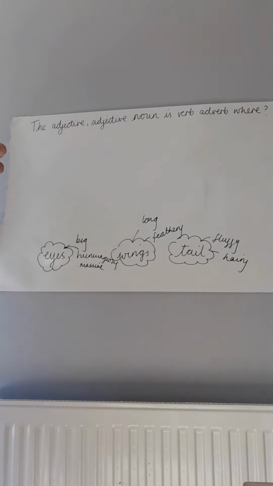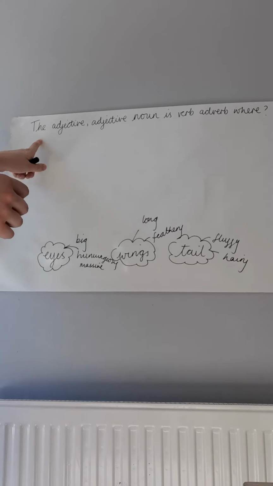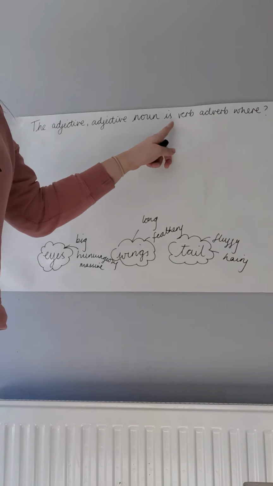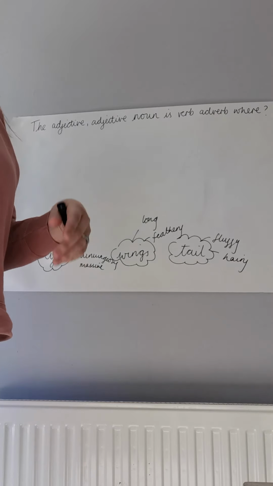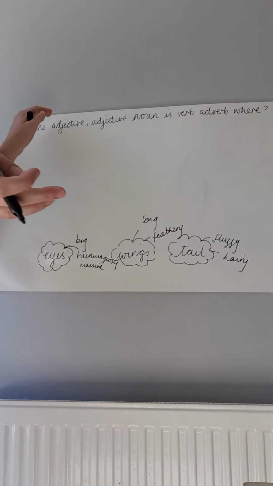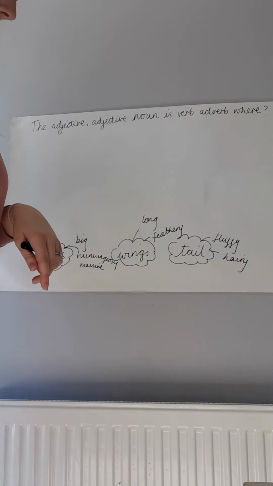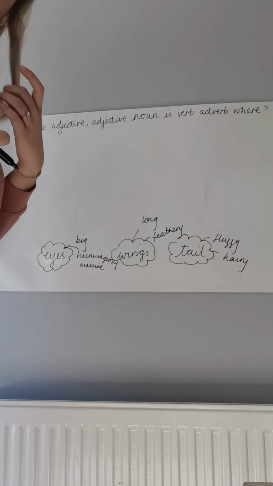Okay, so then I've got a sentence up here, but it makes absolutely no sense whatsoever. It says, the adjective noun is verb adverb where. Makes no sense, but we are going to use this structure to help us create a really, really exciting sentence.